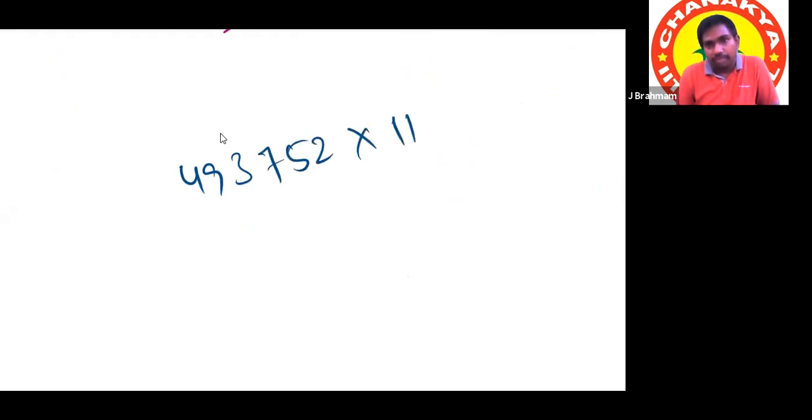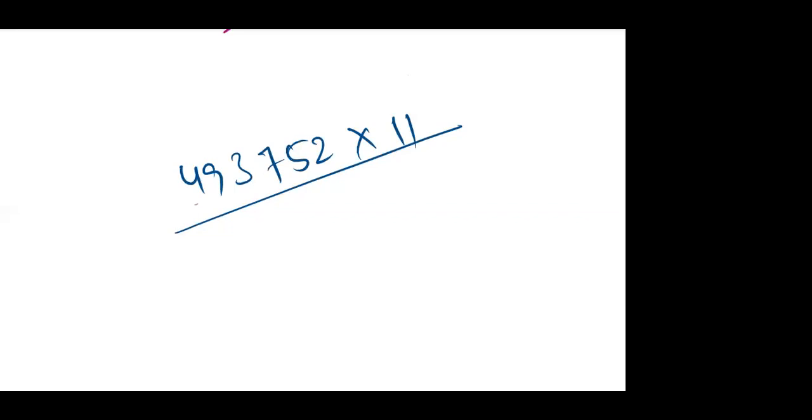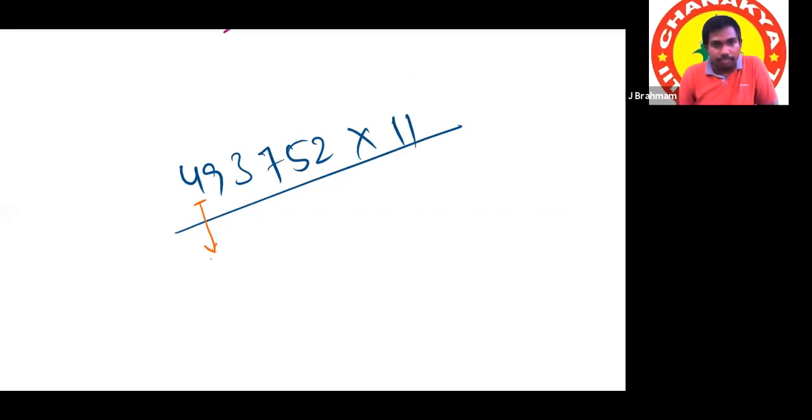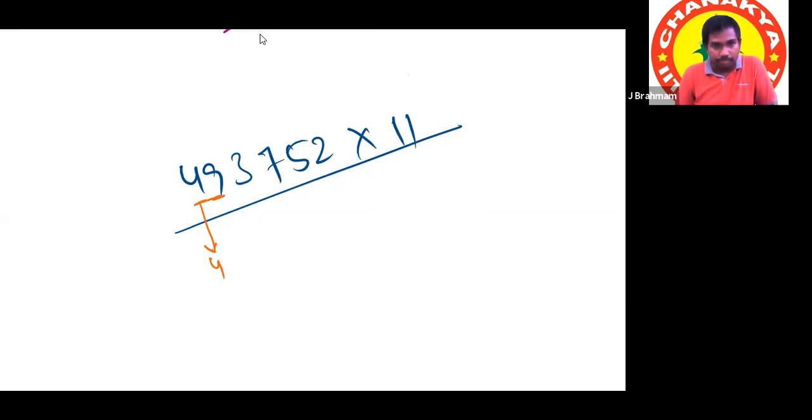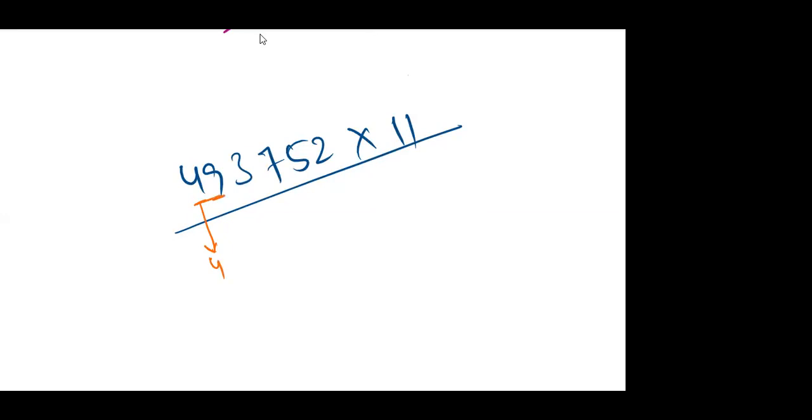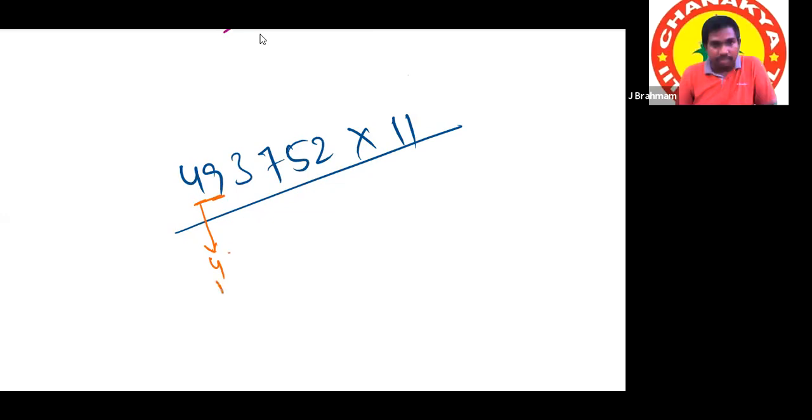Right. Pallav, see, I'm taking another example. 4, 9, 3, 7, 5, 2 into 11. Pallav, ready? Yes, sir. Yeah, you just tell me. First, we have to write. Pallav. Sir, 4 as it is. 4 as it is. Okay. Later, 4 plus 9. Sir, it is 13, so 3. We have to write 1 here, 3 here.